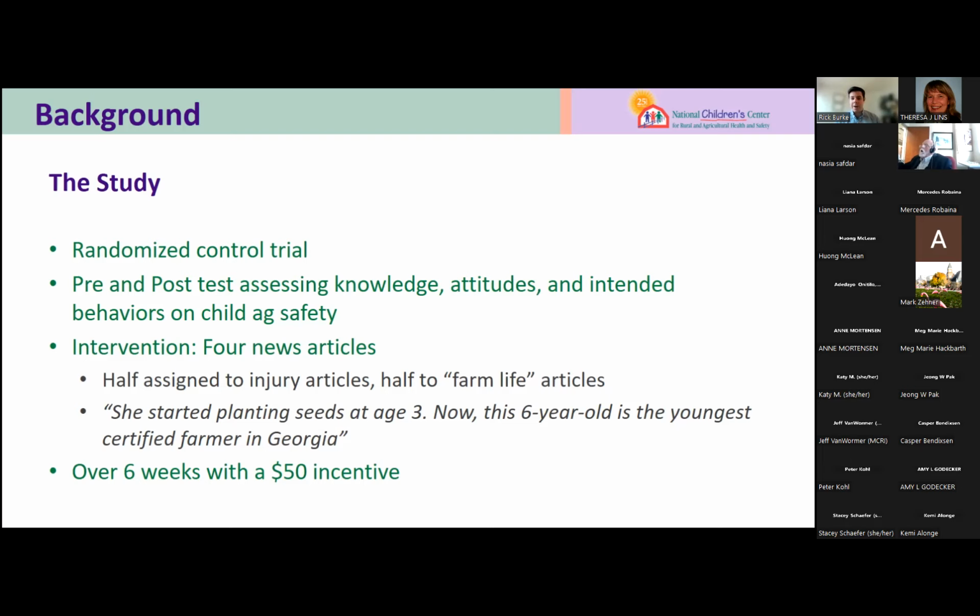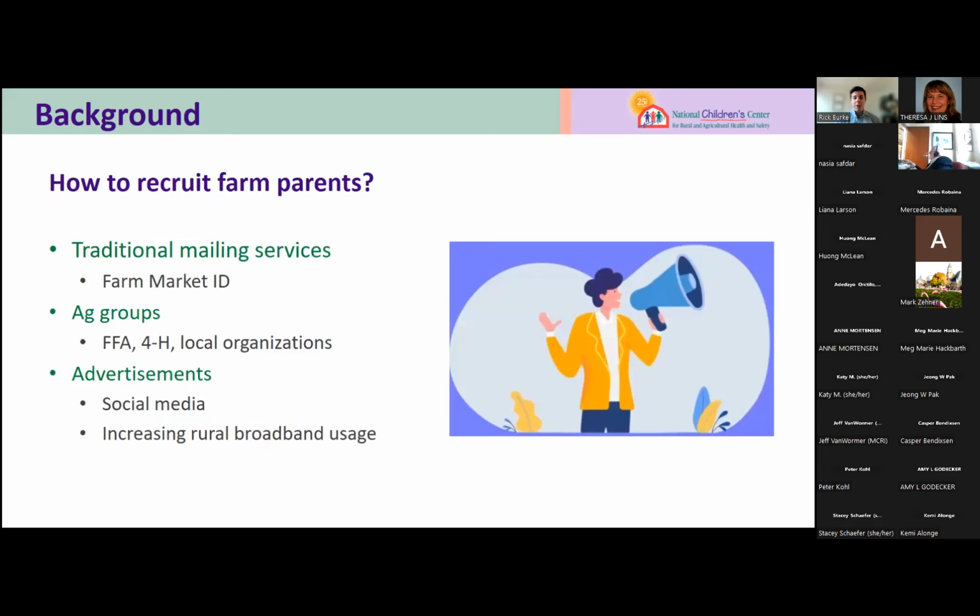And I will talk a bit about whether or not it seemed helpful to advertise if you're providing an incentive or some sort of compensation for participating in research. So we knew we wanted to recruit farm parents, so we wanted to consider how to best go about that. There's a lot of traditional mailing services, telephone services. Farm market ID is a big one in agriculture, but those come with their own limitations and can generally be more expensive. There's also a lot of ag groups such as Future Farmers of America, 4-H, but that can be very regional, and it can be hard to get a representative sample from that.